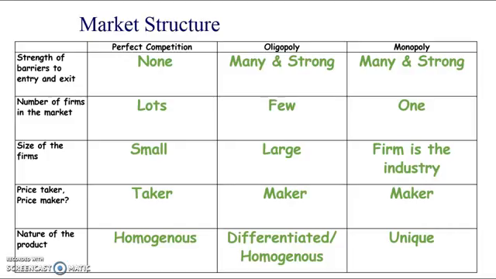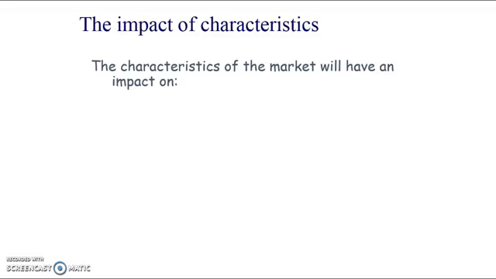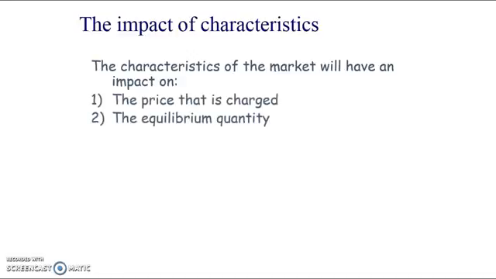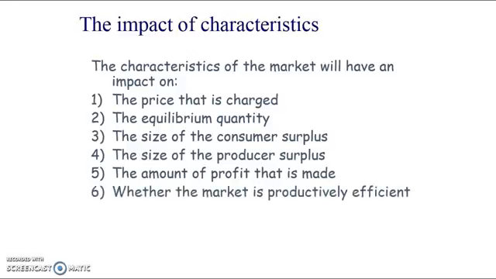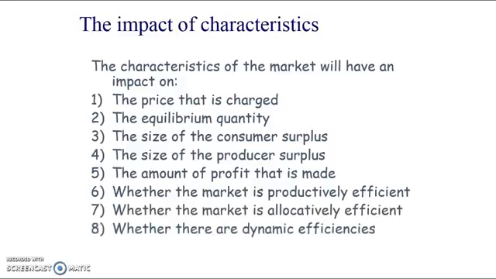Now, you're going to look at each one of these in detail, but they're really important because the market structure that you have will determine the price that's charged and the equilibrium quantity as well. This is going to have an impact on the size of consumer surplus, the size of producer surplus, the amount of profit that's made, whether there's supernormal profit made, and whether this is made in the long run. It's going to determine whether the market is productively efficient, whether it's allocatively efficient, and whether there are gains from dynamic efficiencies over time as well.